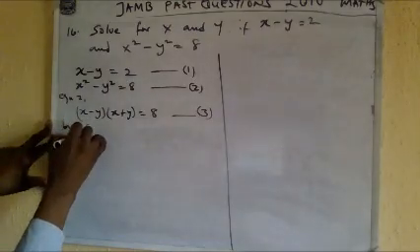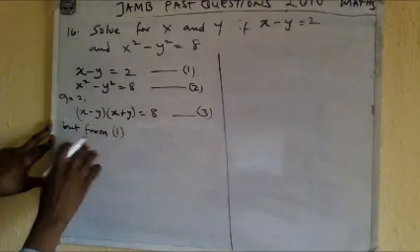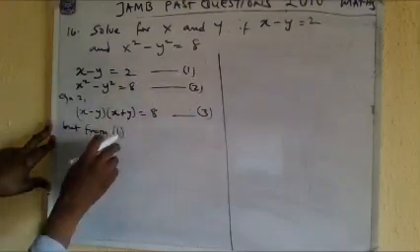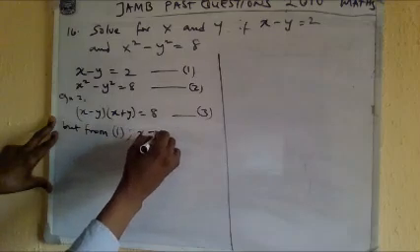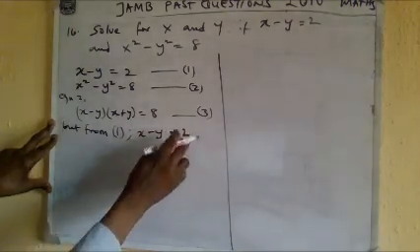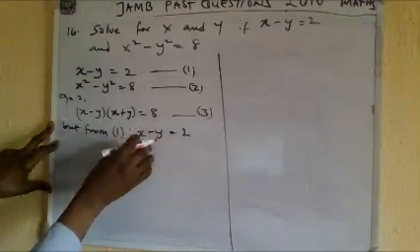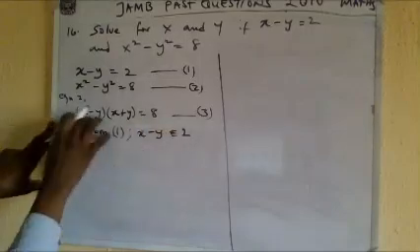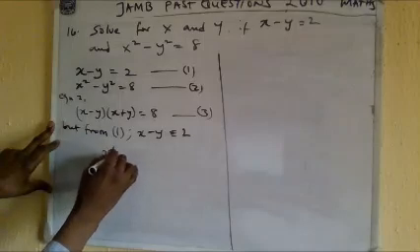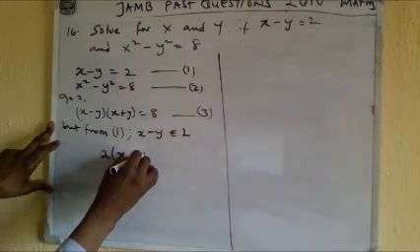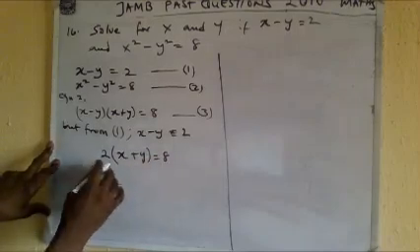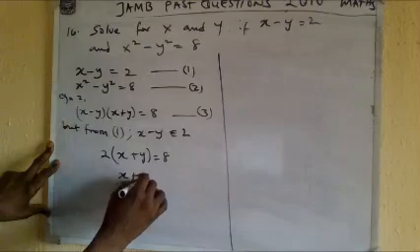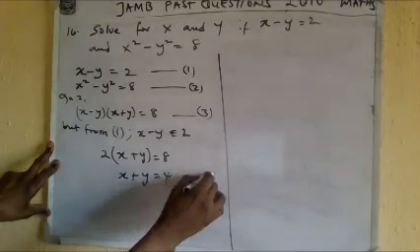From equation 1, we have defined x minus y is equal to 2. So when I put this in equation 3, where I see x minus y, I put 2. So I have 2 times (x plus y) is equal to 8. I can divide both sides by 2, so x plus y is equal to 4. This is equation 4.